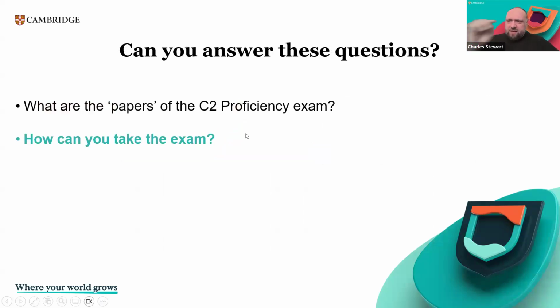How can you take the exam? We know that, for example, you can go to an exam center, sit down, and take the paper version of the test. Are there any other editions or versions of the test?